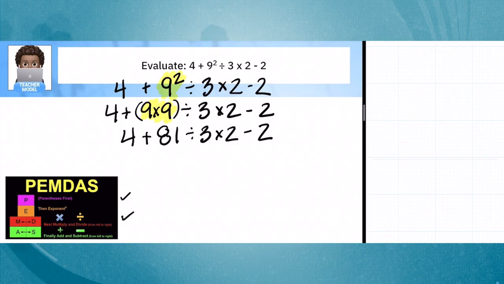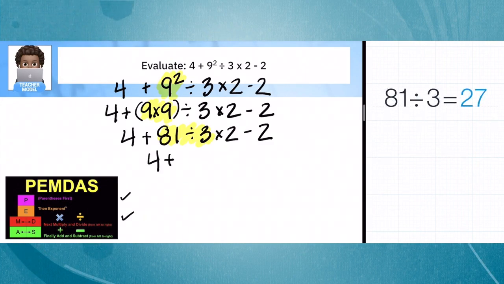Okay, now we have to multiply or divide from left to right. So I have to start from here until I find here's divide. So I have to do that first. It is not multiply, then divide. That was actually a mistake I made a lot in school, remember. So we're going to do this part first. 81 divided by 3, and that's equal to 27.